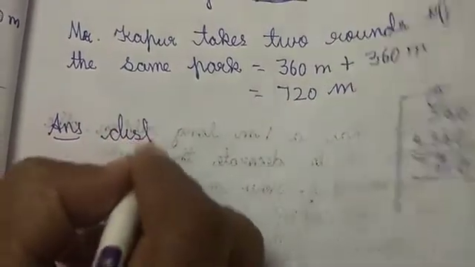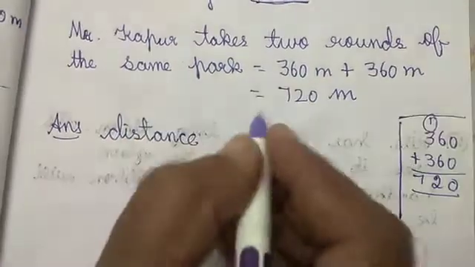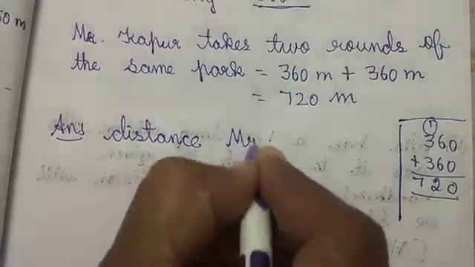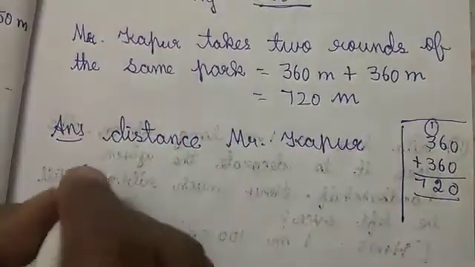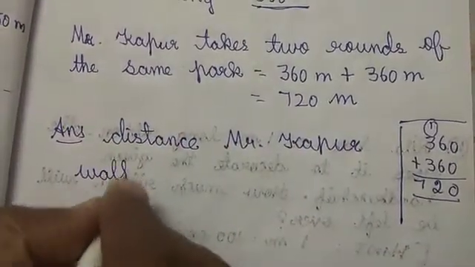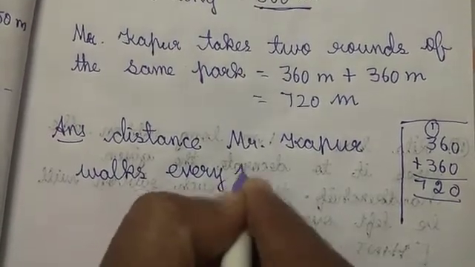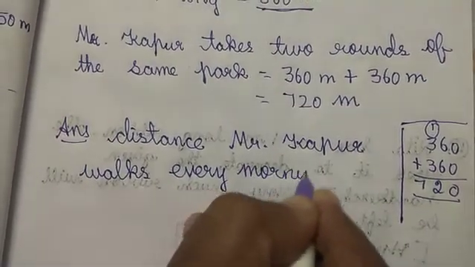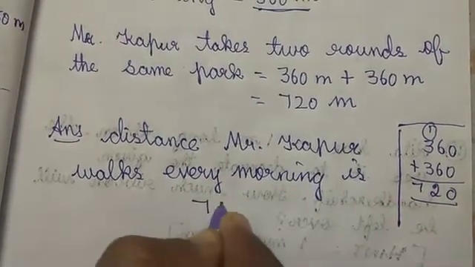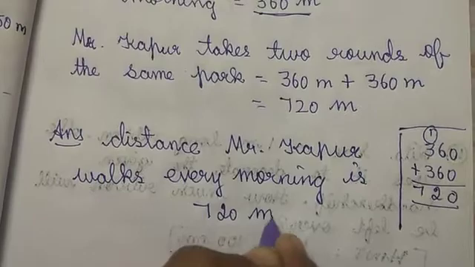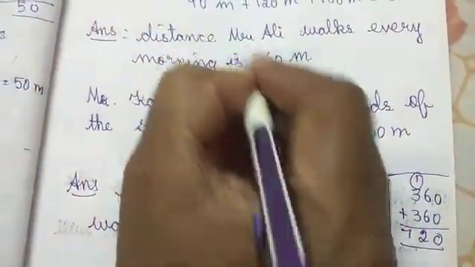Distance Mr. Kapoor walks every morning is 720 meter. So for the second question, this answer you can write is 3.